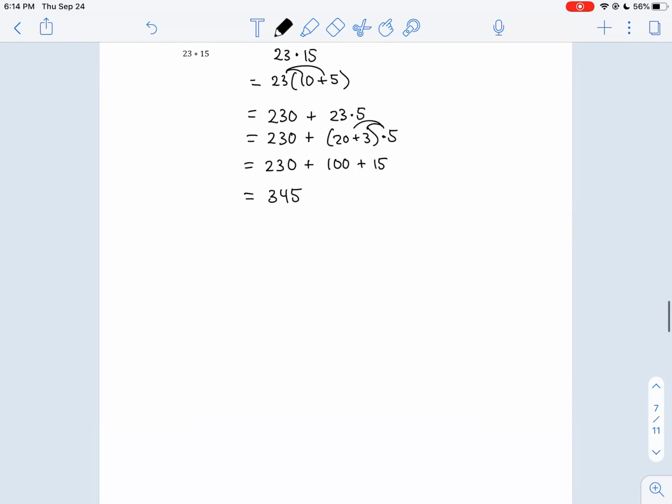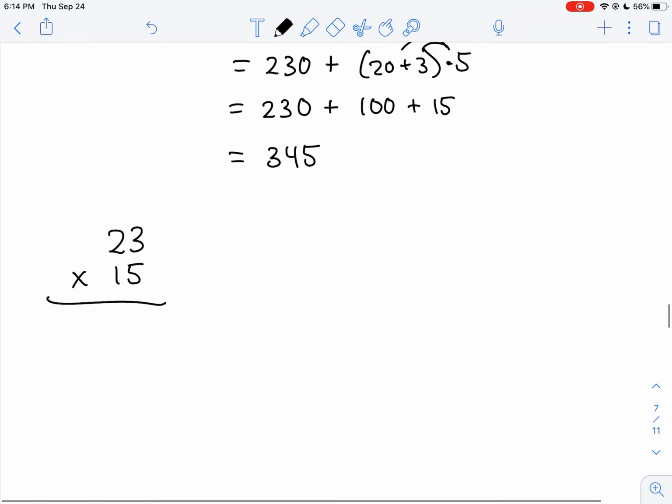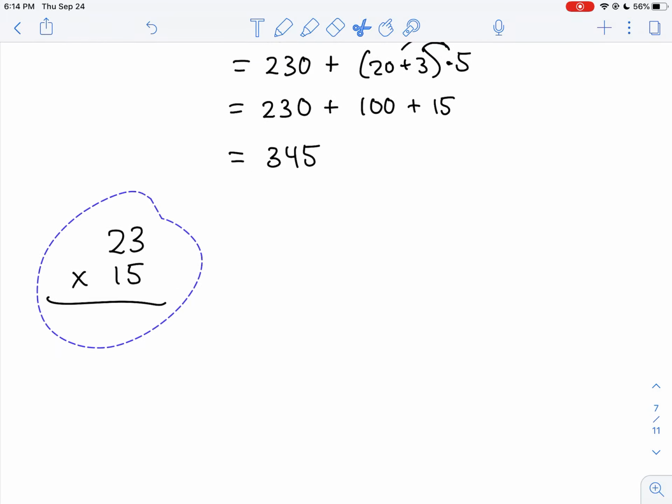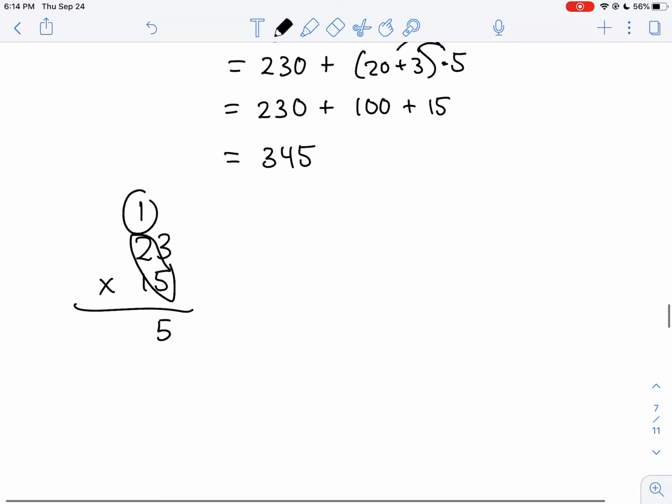Okay, let me just show you the standard algorithm that you're used to seeing. 23 times 15, something like this. I'm sure you've all been taught this at one point. I'll show you what's truly going on here when you do this. All right, we do the 5 times the 3 first, and you get 15, but you only put the 5 spot here, and you carry the 1 from the 15 up to there. Then you do 5 times 2, and you get 10, but then add that 1, you get 11, and you write that 11 right there.